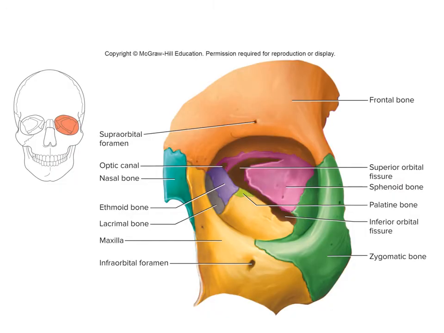Now, this is a picture that kind of shows it, just pointing out some of the things in there. The real big one is the lacrimal bone. On this picture, you can't see the foramen, and so that makes it a little bit difficult.